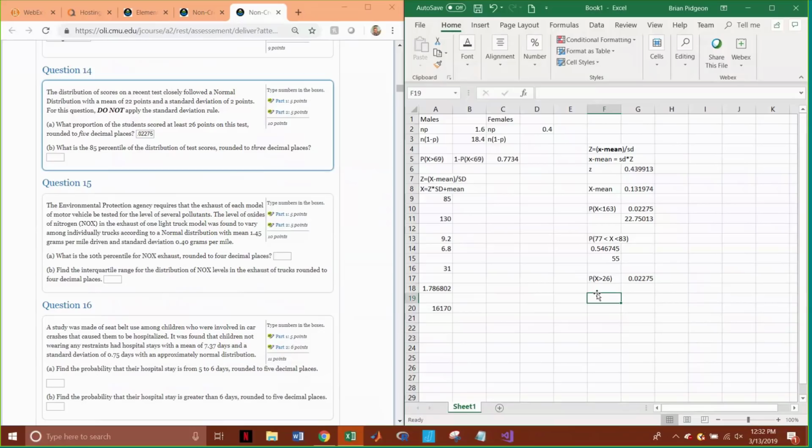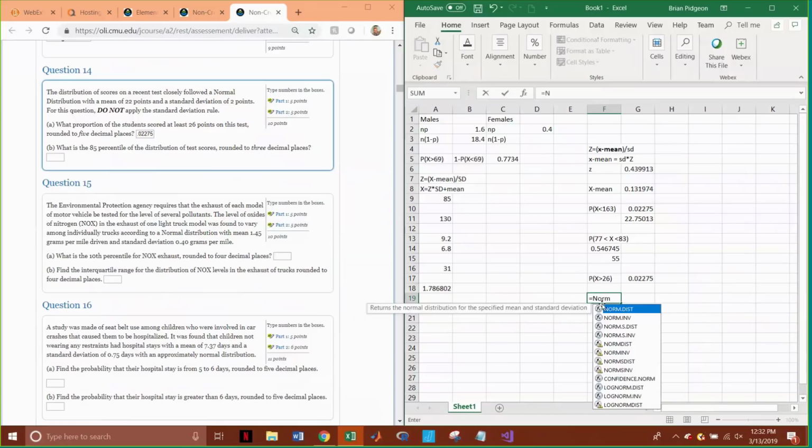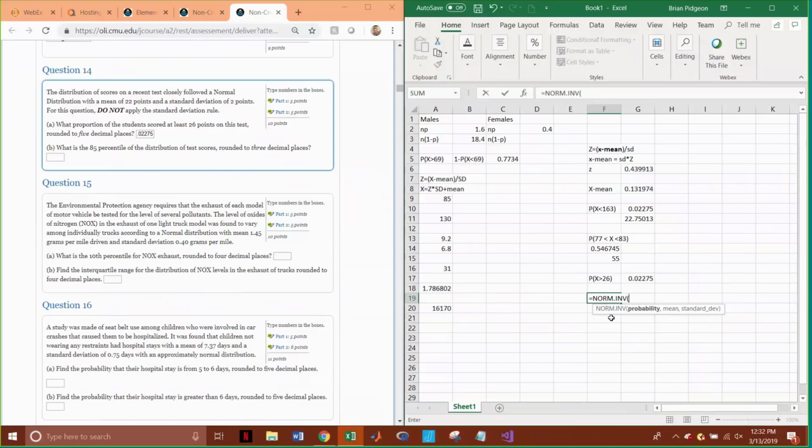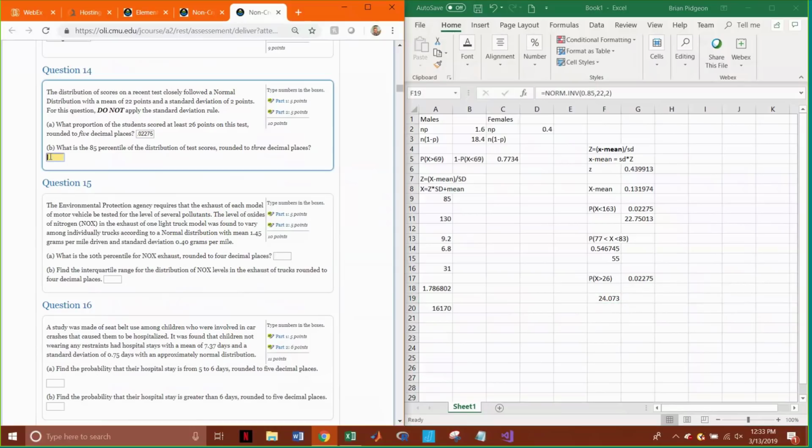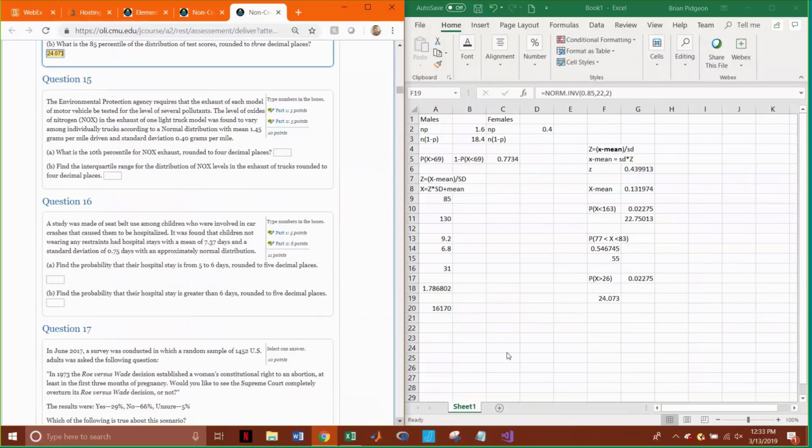And now with this question, the 85th percentile. So the 85th percentile refers to what is the value of X, where 85% of the data is below that value. So we can just go ahead and use norm inverse. Below the value means you can just type in 0.85. The mean is 22, and the standard deviation is 2. Enter. So the value of X is, rounded to how many? 3. 24.073. Question 15.